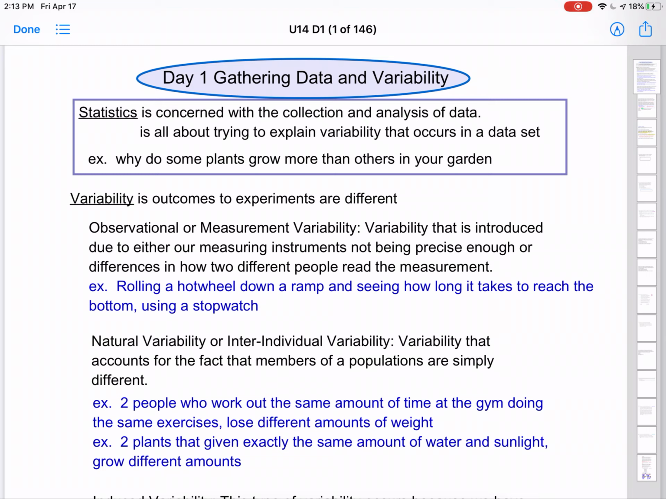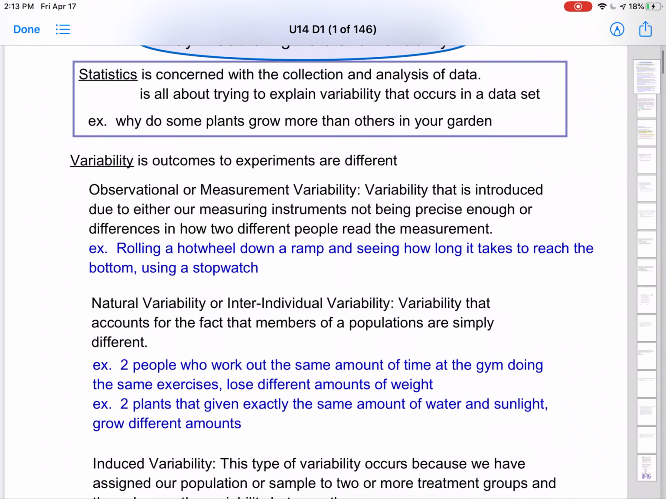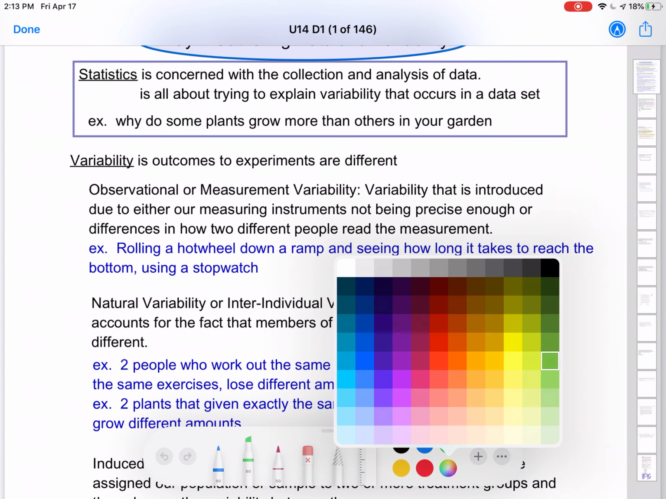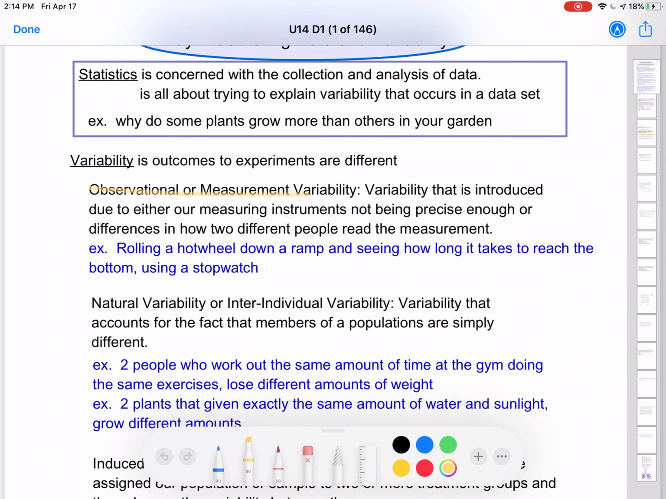All right, so here we go, variability. Variability is when outcomes to experiments are different, right? So I'm giving you different types here. The first one is observational or measurement variability. We're also going to do natural variability, and then we have induced variability. So we're going to look at different types of variability, like why might something have different outcomes.